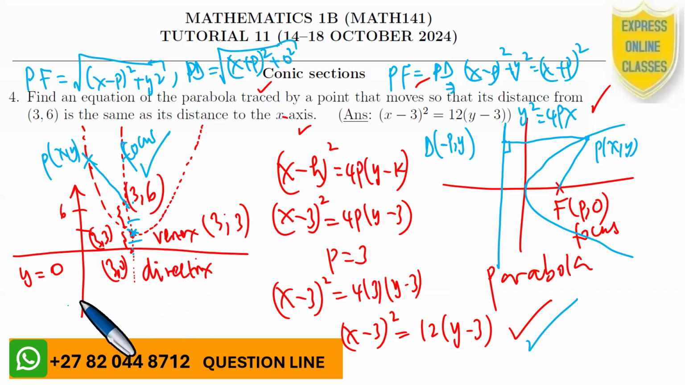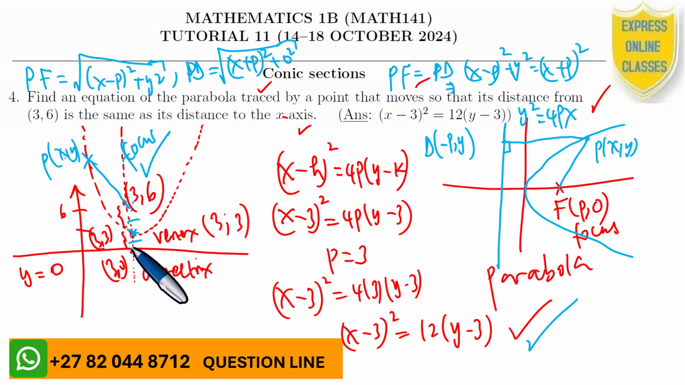one way to do this question is to do the following, which is nicer. It's not the only way to do it. So you're going to do it in short, in blue. We're going to say the distance of this point. Find an equation of the parabola traced by a point that moves so that its distance from 3, 6. Here is the point xy. Its distance from 3, 6 is the same as its distance to the x-axis.